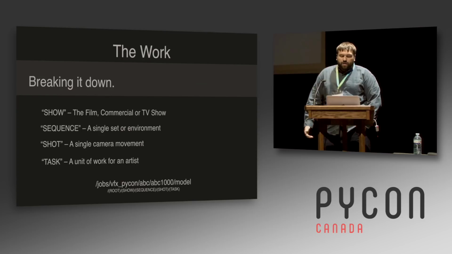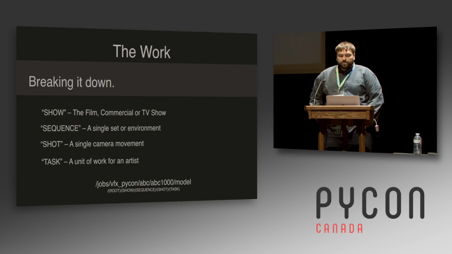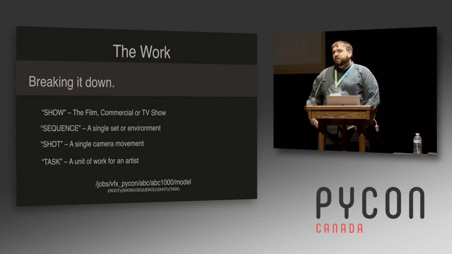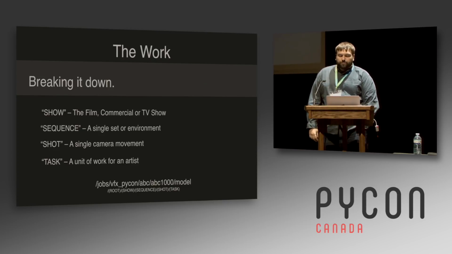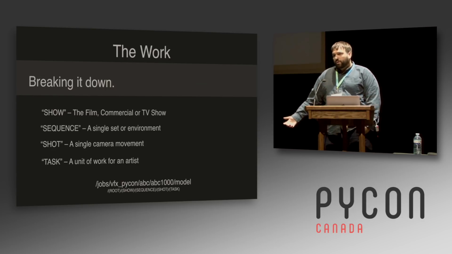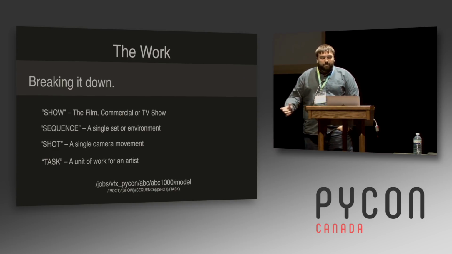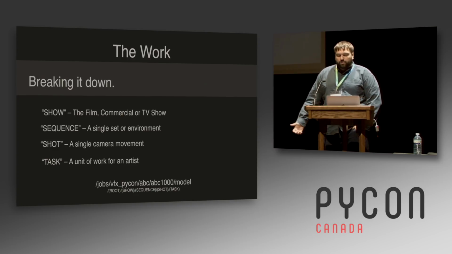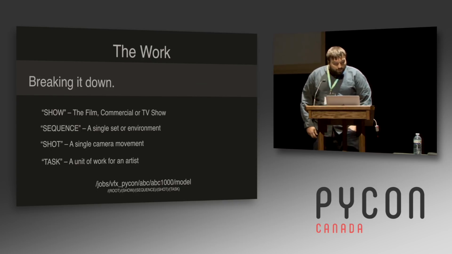The sequence is how we sort relatively similar chapters of the project. It's a smaller chunk of the overall story. A shot is usually a single movement of the camera, so a sequence has a lot of shots inside it. And the task refers to the type of work an artist may be performing on the shot, like doing a 3D model, for example. In this example, you can see what the file path would look like for a model task in the shot ABC 1000 of the show VFX PyCon.